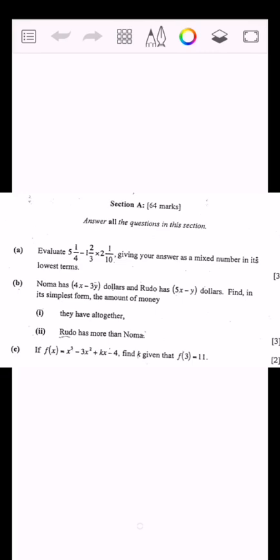Takuita question paper 2006 ZIMSEC ordinary level mathematics paper 2. Tukuita question number 1. Saka 1a iri kuti evaluate 5 and a quarter minus 1 and 2/3 times 2 and 1/10, giving your answer as a mixed number in its lowest terms. So zvachaita panapa ndeizvi. Tiri kuanswer 1a.